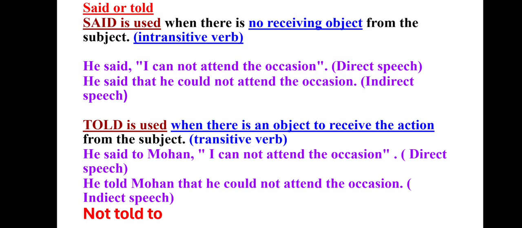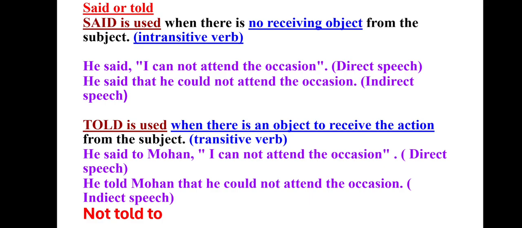Moving ahead. Now, said or told. Said is used when there is no receiving object. Another rule for said and told. When do we use said and when do we use told? Let us see. So said is used when there is no receiving object from the subject, in intransitive verb.